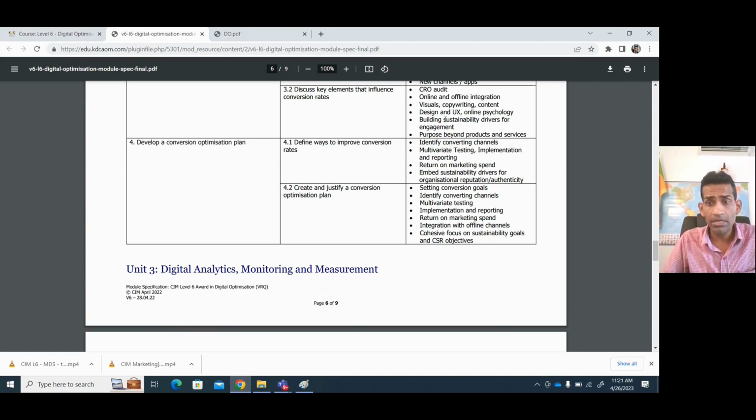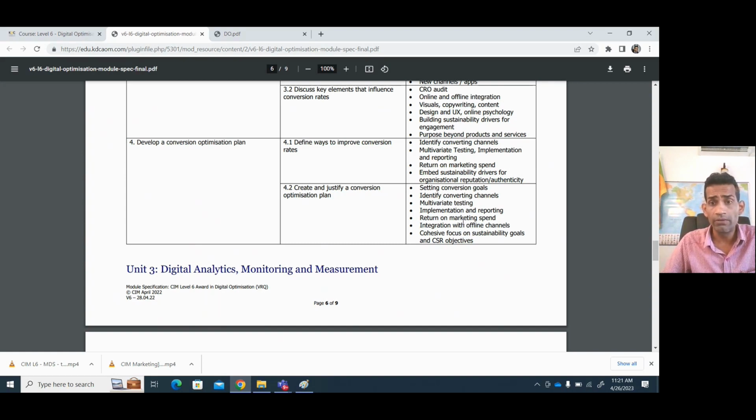Sustainability drivers in digital platforms. All these areas we are talking about under 3.2, 4.1, 4.2. You might not take each and every point of it, but whatever is relevant, whatever the important points, the important indicative contents you have to match in your answer. Then only you can score more marks.